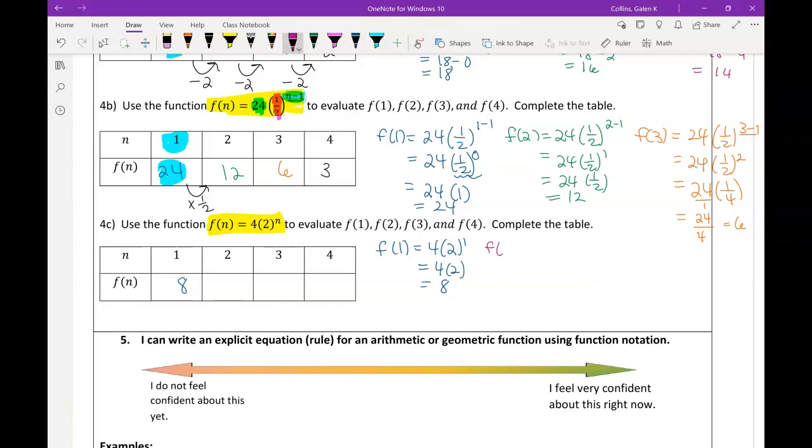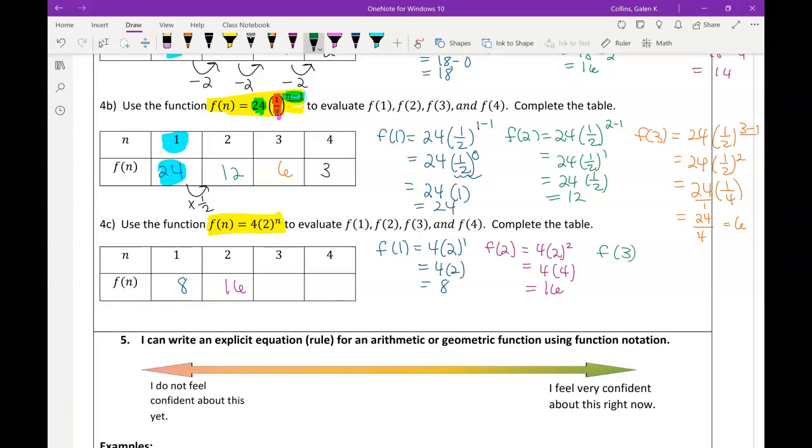Oh, excuse me. Sorry, I'm not feeling well. All right, f of 2, when I plug in a 2 there, I've got 4 times 2 to the power of 2, or we could call that 4 times 2 squared. So I do my exponent first. 2 times 2, or 2 squared, is another 4. 4 times 4 is 16. I'm trying not to use a calculator, but you are welcome to use a calculator. On this assessment, you will be allowed a calculator.